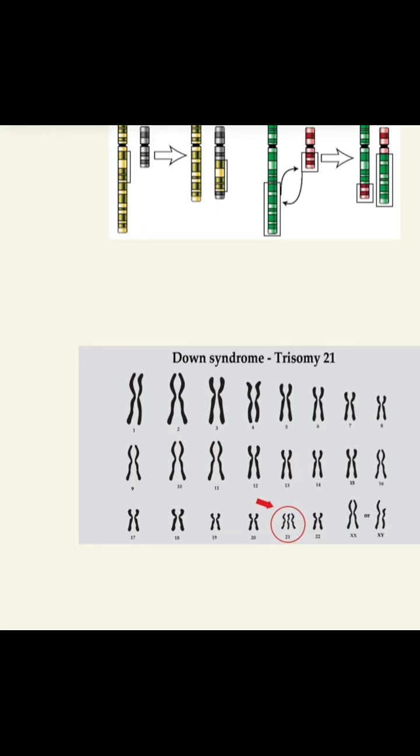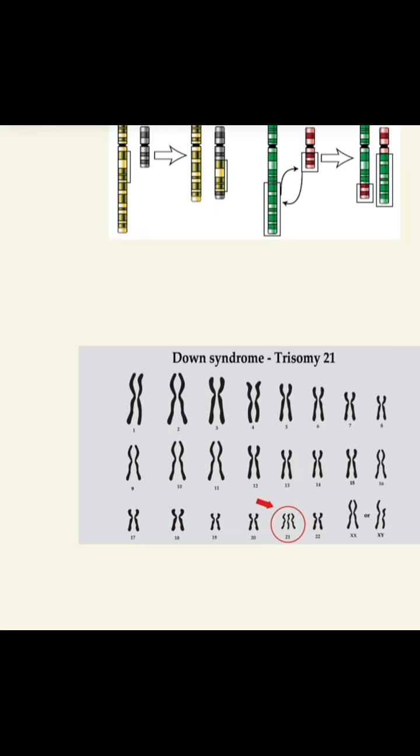Now, if non-disjunction occurs during meiosis 1, both chromosomes of a homologous pair end up in the same cell. If it occurs during meiosis 2, sister chromatids fail to separate. The resulting gametes have either one extra chromosome or one fewer chromosome. When fertilization occurs, the zygote has an abnormal chromosome number.